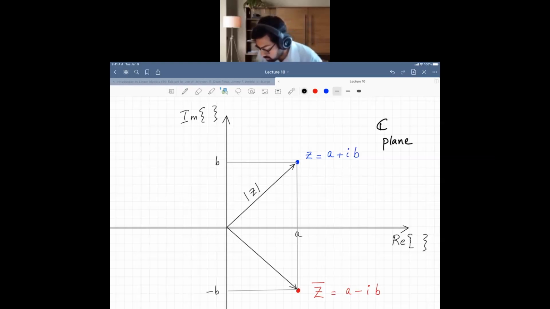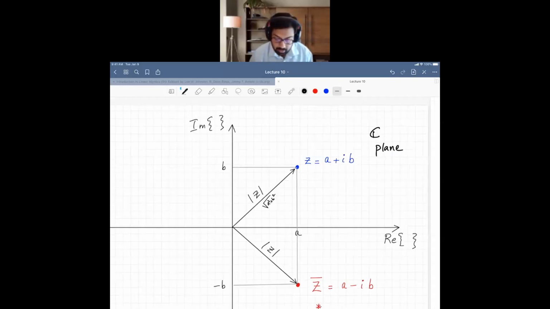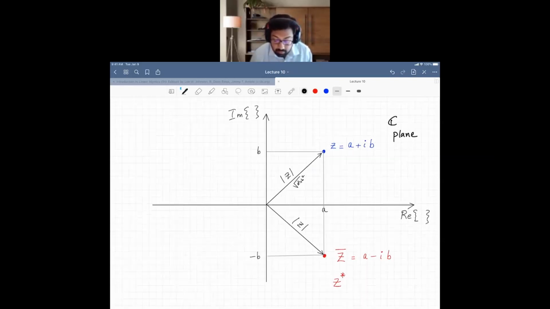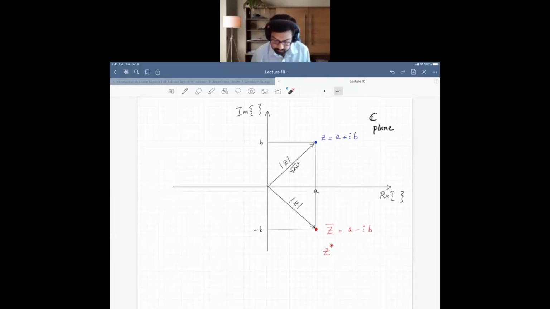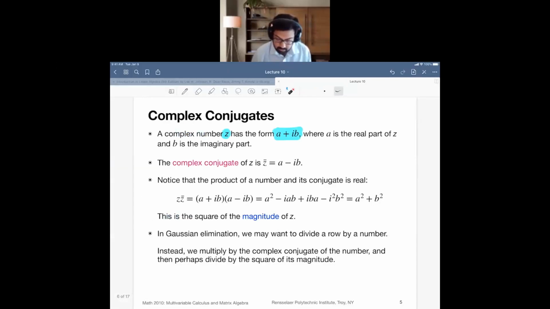If I draw a line there to that point, it still has the same magnitude of z, right? Which is going to be the square root of a squared plus b squared, and the same thing applies on the other side. But when you do just z times z conjugate, you get the square of that value. So you get a squared plus b squared, which is the square of the magnitude of z.